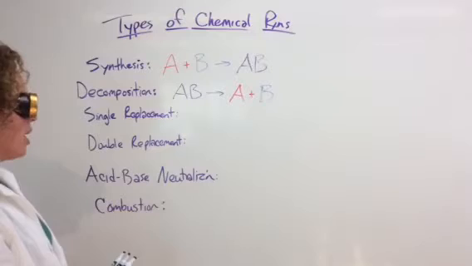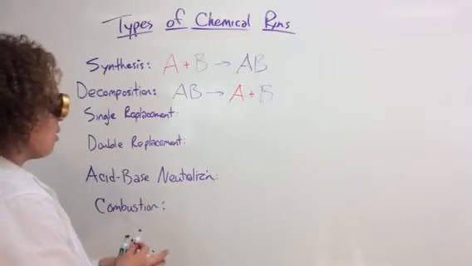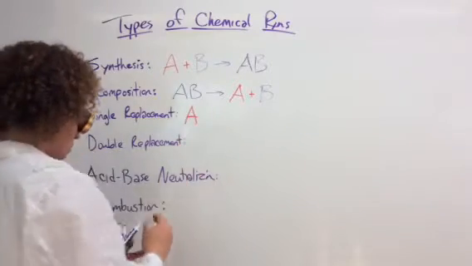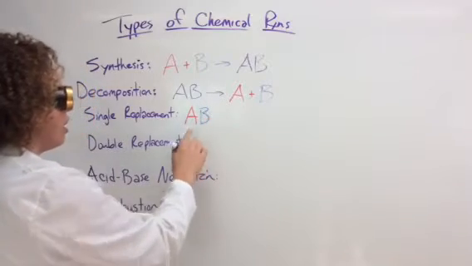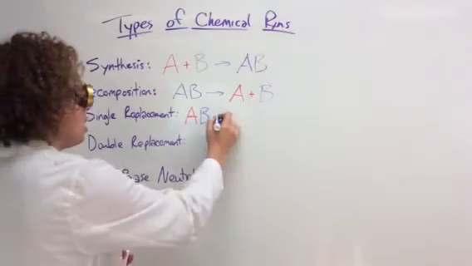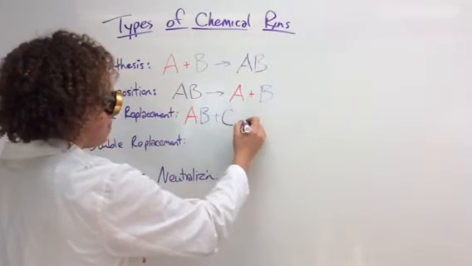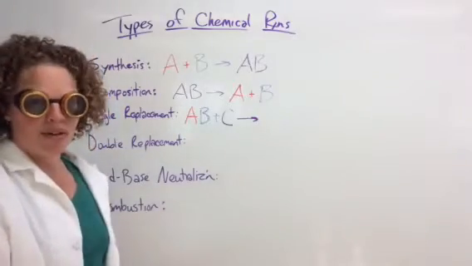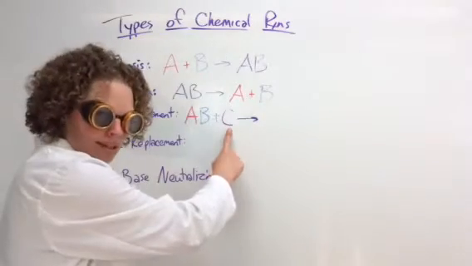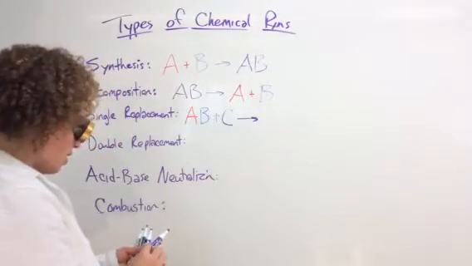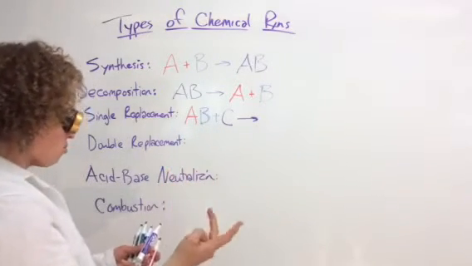Now a single replacement reaction is a little bit more complicated. You're going to have a compound, so I could have a compound like AB, and generally speaking, we've got a metal and a non-metal, and they're going to combine with another metal. That's typically how this goes. What you're looking for is one compound and one single element. And what happens is, because these would be both metals, they would switch places.